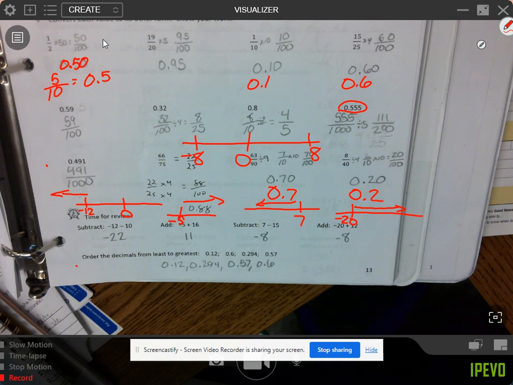The last one, ordering decimals from least to greatest. 0.12, 0.294, 0.57, 0.6, because we are comparing in that tens place and we're putting them in order with the numbers that are in the tens place. Any questions on the ordering decimals?